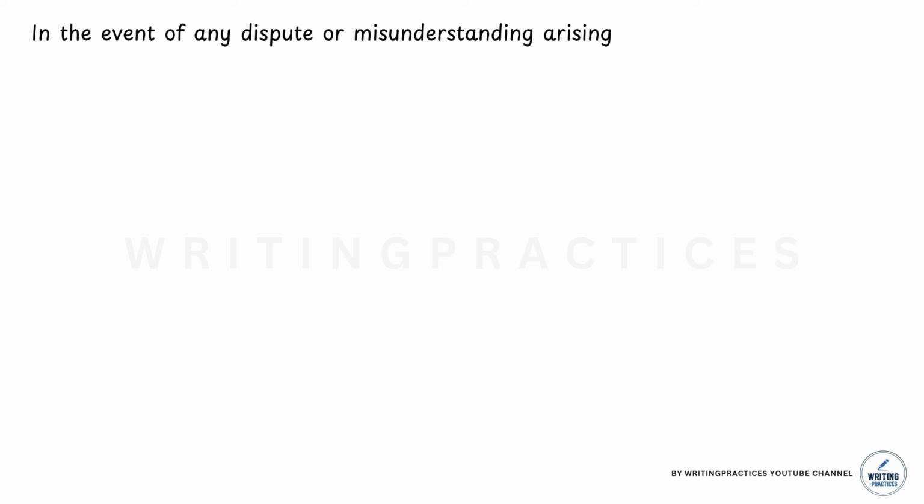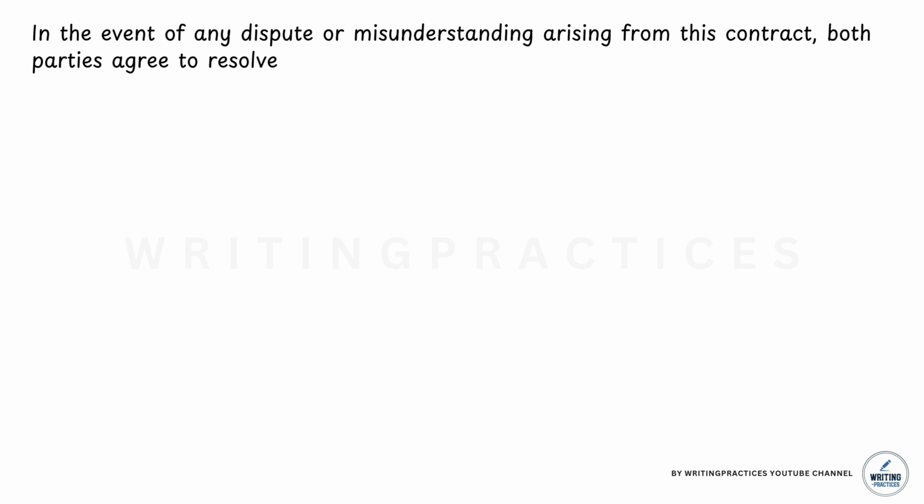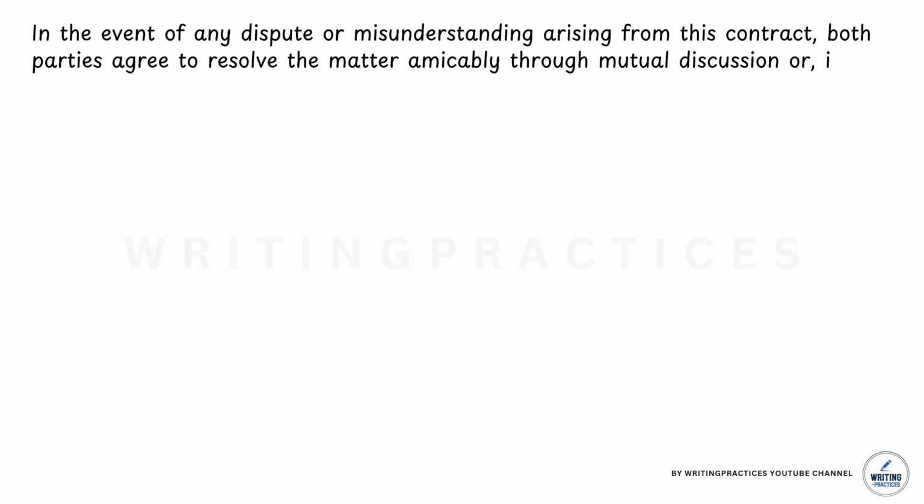Fourth paragraph, dispute resolution. The next section deals with how to handle disagreements. The template reads, in the event of any dispute or misunderstanding arising from this contract, both parties agree to resolve the matter amicably, through mutual discussion, or, if necessary, through legal arbitration in accordance with applicable laws.